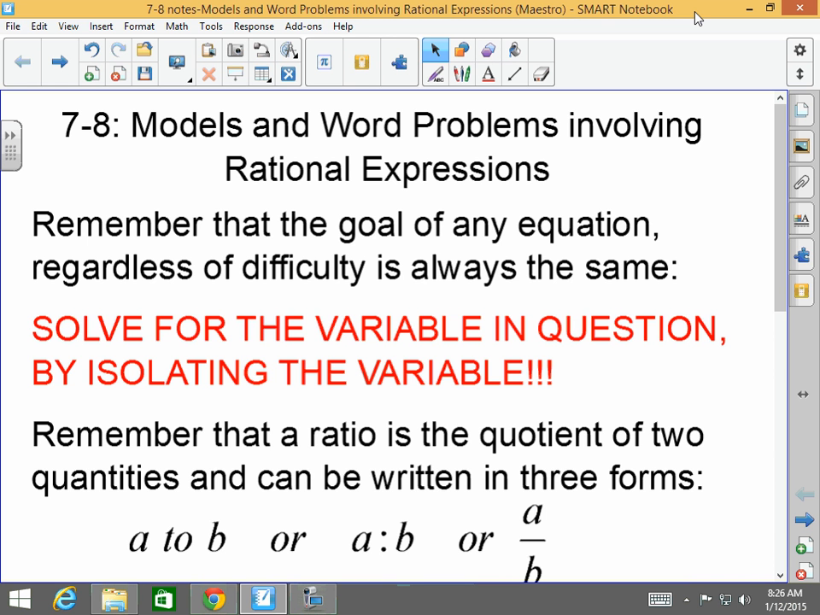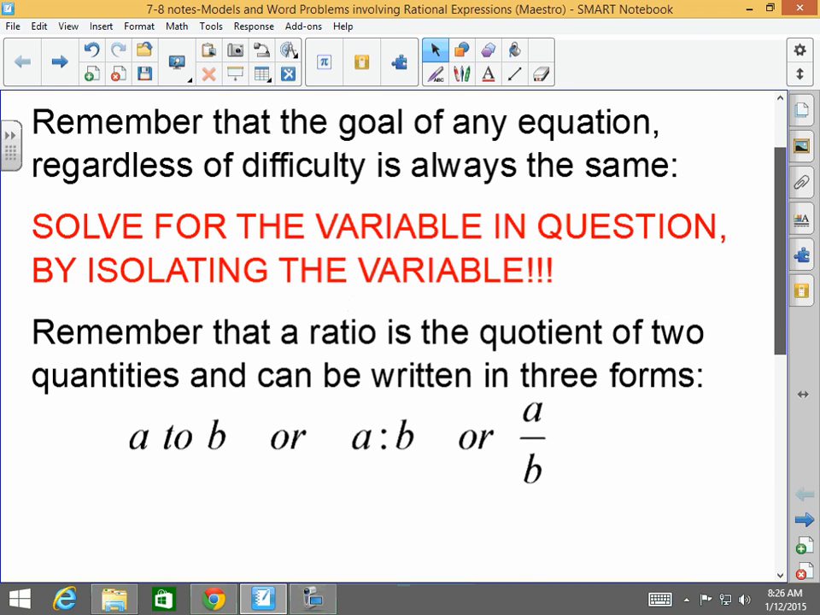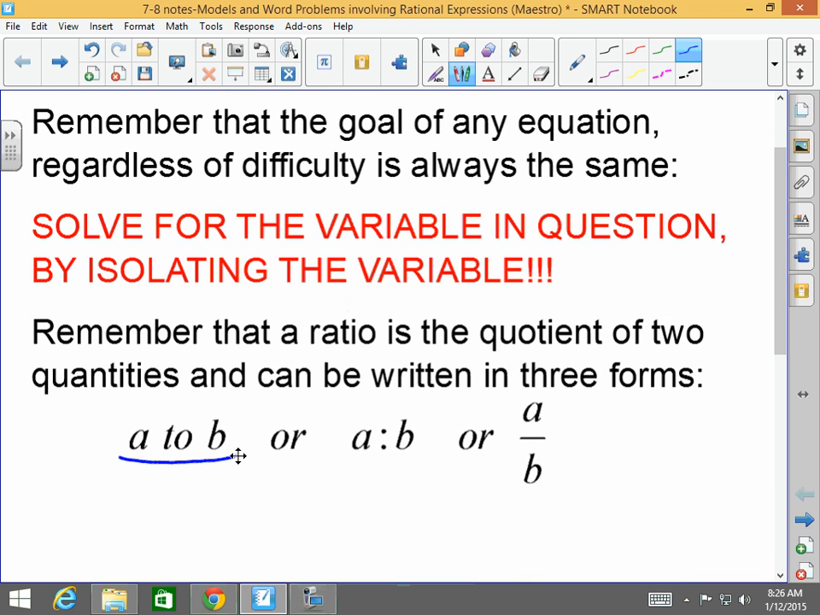Remember that a ratio is a quotient. This is old school already. A quotient of two quantities can be written in three forms. A ratio, you can say A to B. You can say A to B with a colon, or the one that's really useful is A to B written in a fraction form. These are the easiest types of rational equations to solve.